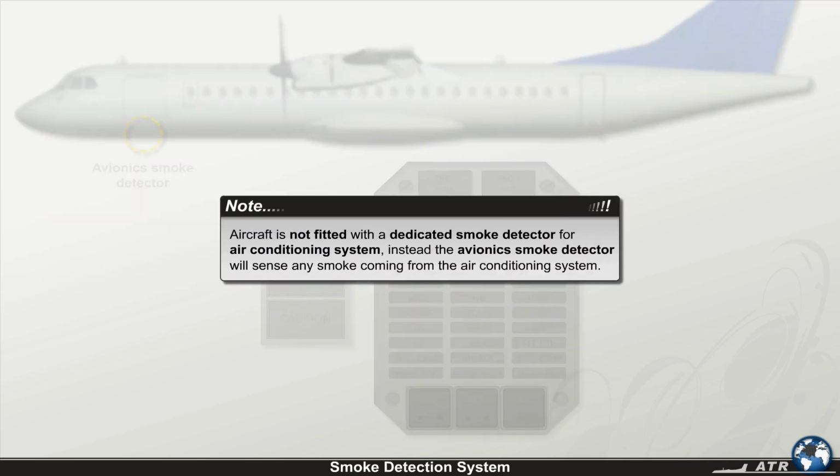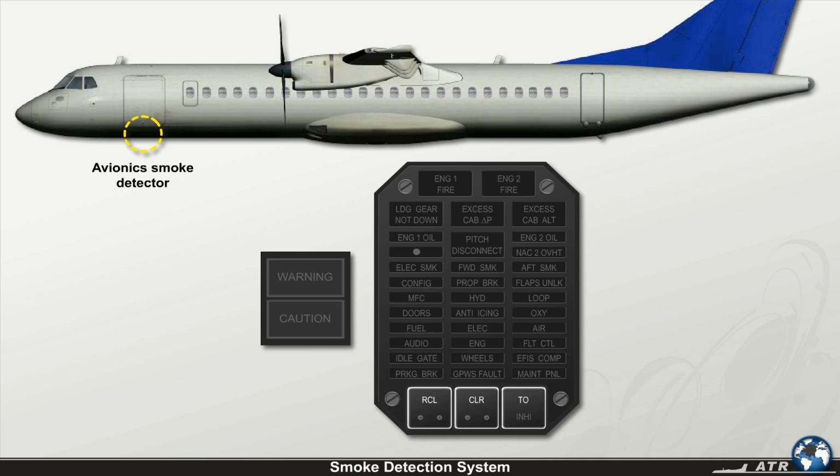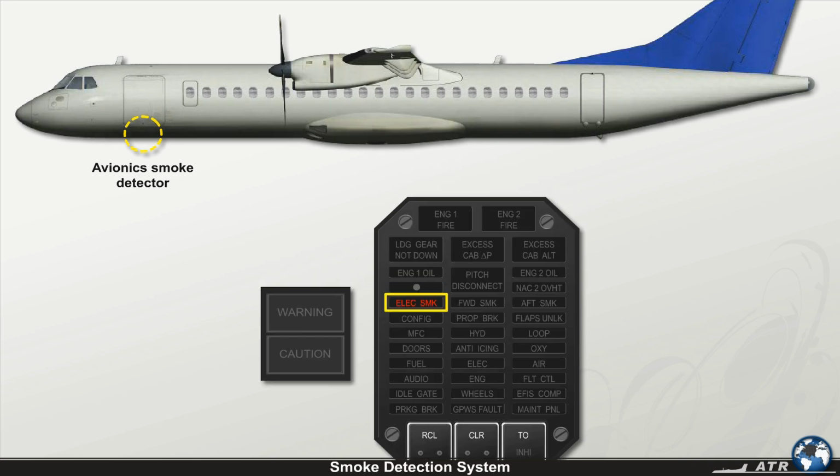Note that the aircraft is not fitted with a dedicated smoke detector for the air conditioning system. Instead, the avionics smoke detector will sense any smoke coming from the air conditioning system because of the ventilation system design. Observe that in both situations only the indication of electrical smoke is available.